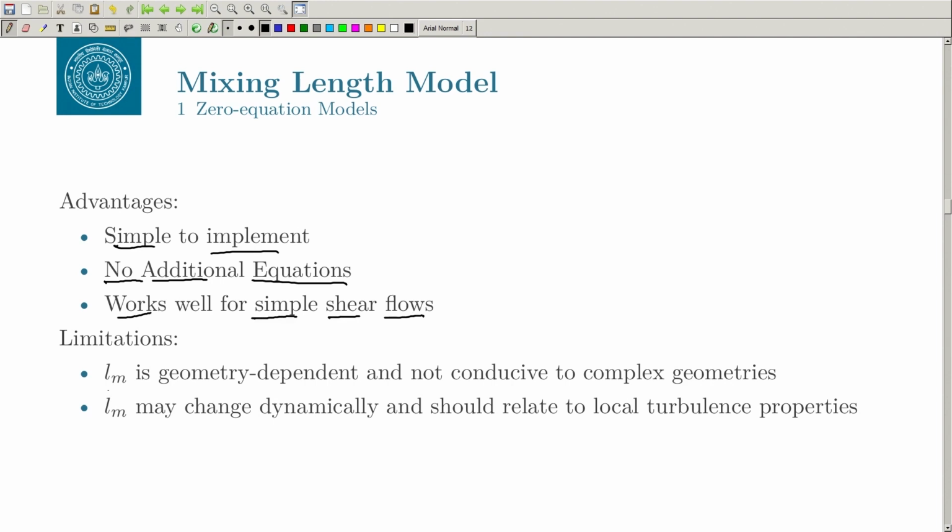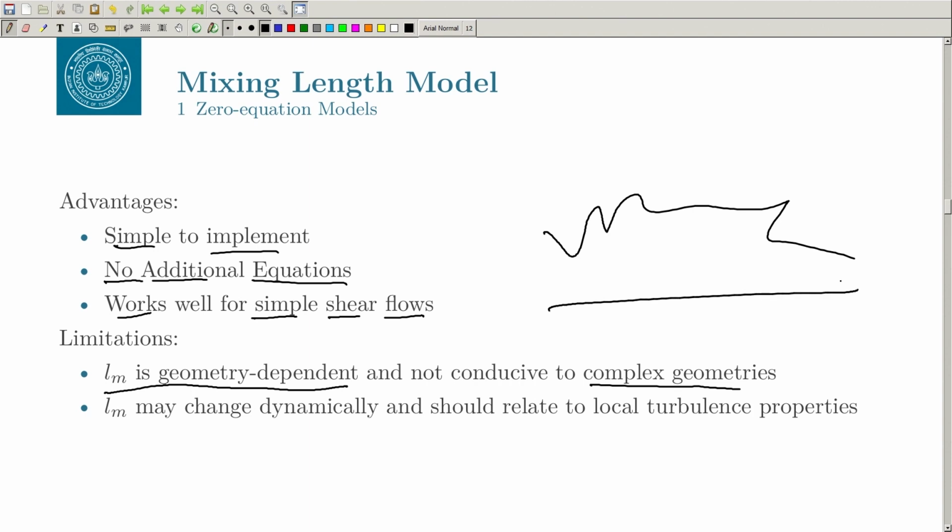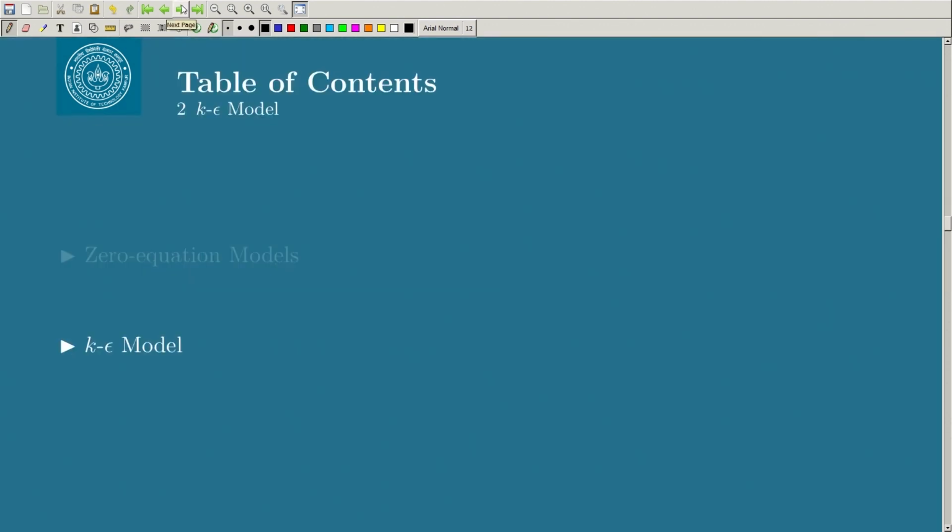For example, this L_m is geometry dependent, right. And if the geometry is very complex, recall what we were discussing in the last class, let us say you have a geometry like this and you want to find a uniform length scale, it is changing everywhere, right. So, for this kind of simulation, if you put one length scale which is not changing with space, okay, you are going to get wrong values of that parameter, right. So, it has to be dynamic. Okay. And it should relate to the local turbulence properties. Sometimes the flow may be highly turbulent, based on the local Reynolds number it may be laminar, or it may be transitional also. So, it should relate to the local turbulence properties, right. So, that is what led to the development of more complex models.